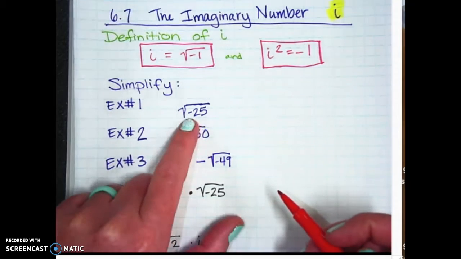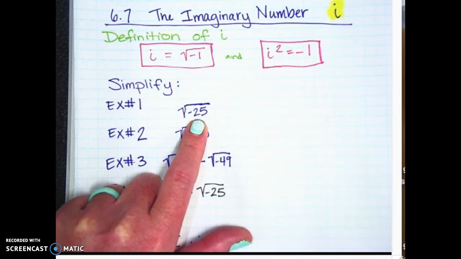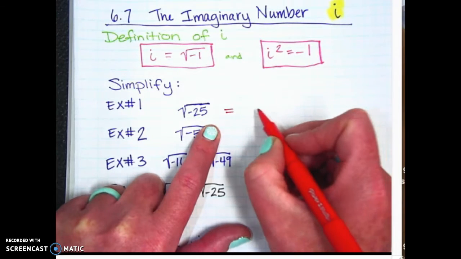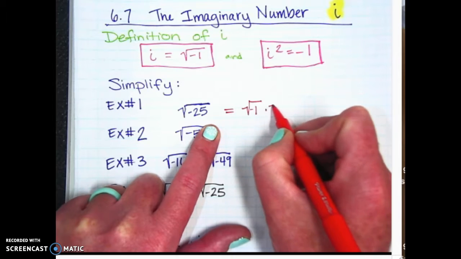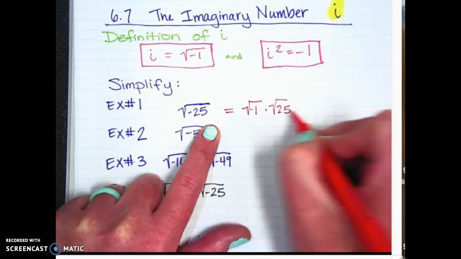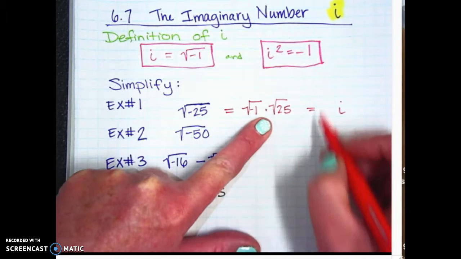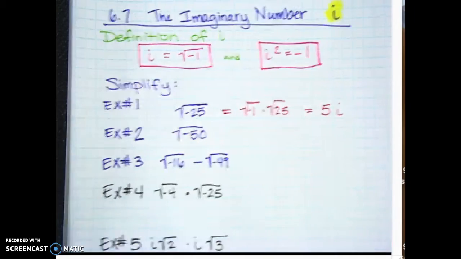So when you go to simplify these, you're going to do the following. Example number 1, if you have the square root of -25, instead of saying no real solution, like you used to say, you're going to simplify this to the square root of -1 times the square root of 25. The square root of -1 is I, and the square root of 25 is 5. And we generally write the coefficient out front. Okay?